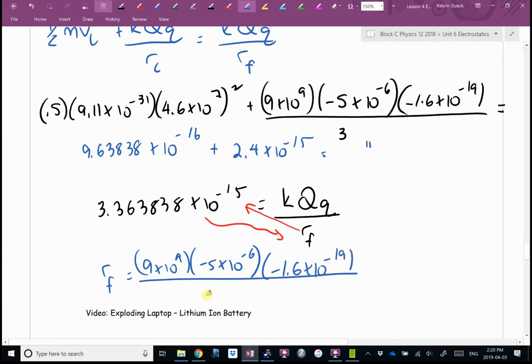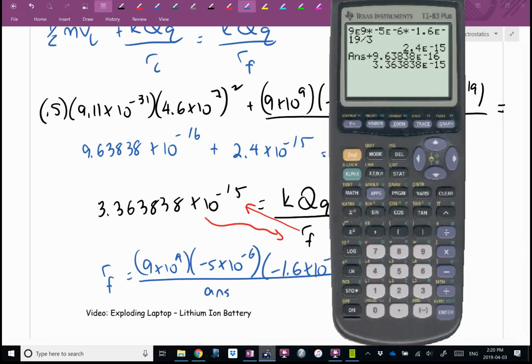all over answer button. How many of your calculators let you go back 2 lines? Those of you that do, I typed almost all of this in 2 lines ago. If I go back 2 lines, I get the 9 times 10 to the 9th, the negative 5, and the negative 1.6. All I need to do is replace the 3 with my answer button, and I can save myself a lot of typing. Learn how to make your calculator sing. It was last unit and this unit that I had in mind when last year I kept going on all those calculator rants.